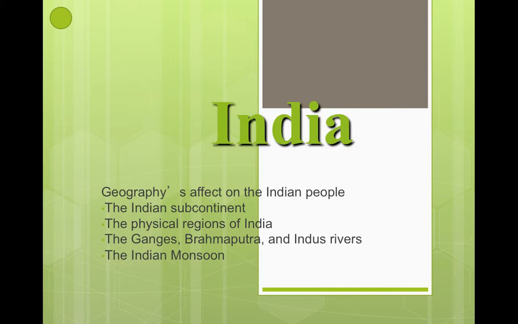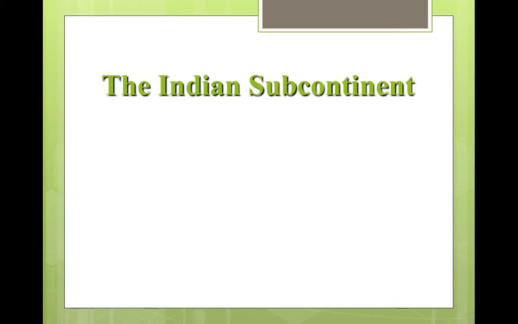We're going to talk today about the Indian subcontinent, the physical regions of India, the Ganges, the Brahmaputra, and the Indus rivers, as well as the monsoons that happen in India on a yearly basis. All right, so let's begin as we take our journey to India.